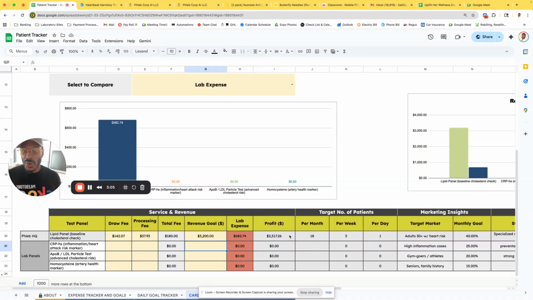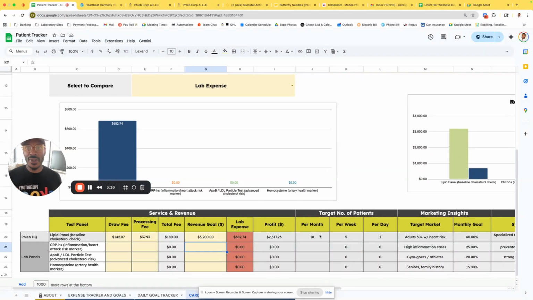We now have our revenue goal that we wanted to hit. We have our lab expenses. We know the amount of money we're going to make with our lab work services, offering just lipid panels to our customers. We need to sell at least 18 of them per month to hit this specific profit, okay? What we're going to do now is go to our funnel and plug all these specific numbers in, look at them, and understand how this whole process works, okay?